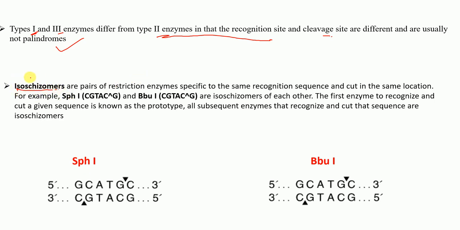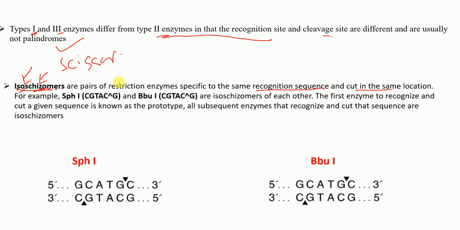Iso means same, guys, and schizo is like scissors, meaning cutting. So what are isoschizomers? Iso means same and schizo means scissors. Basically, isoschizomers are two enzymes that have the same recognition sequence and cut in the same location.